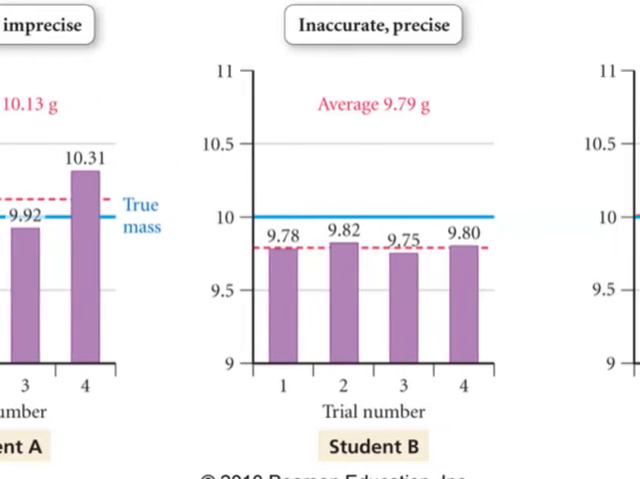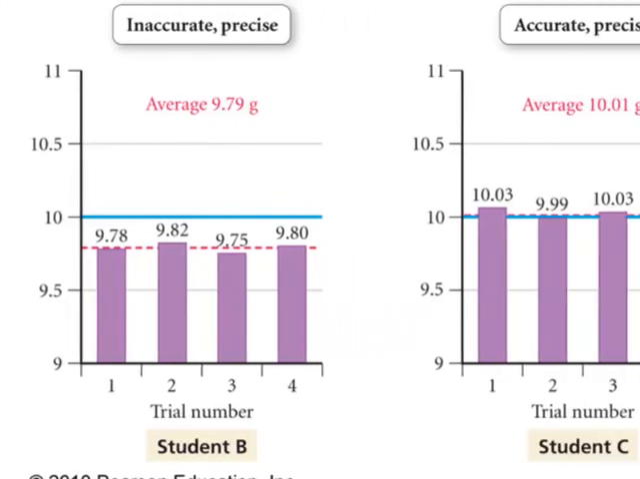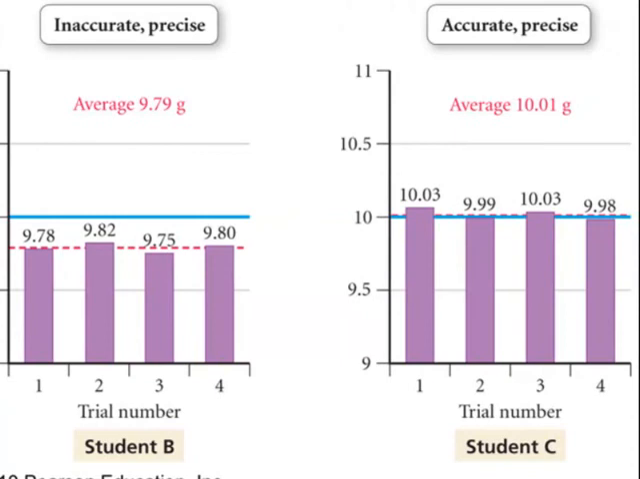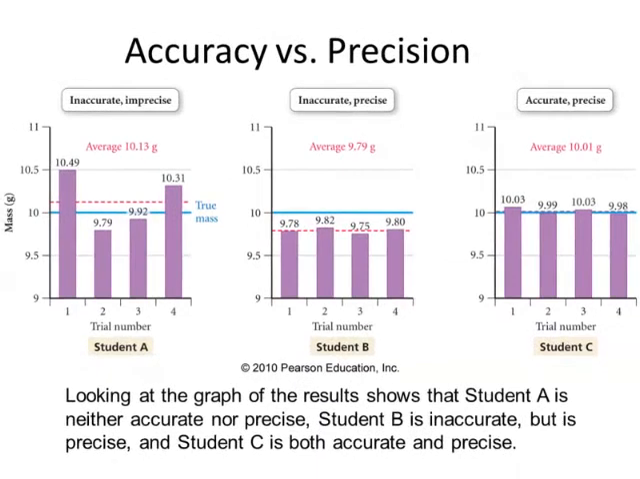If you look at student B, it's easy to see that they're below the known mass, accepted mass, so they're going to be inaccurate, but their values are all close to one another, so they're going to be precise. And then student C, we can see average is really close to that blue line, so they've got accurate results, and all of those bars are roughly the same height, so they're precise as well. So we always want to be thinking about accuracy and precision in our measurements.